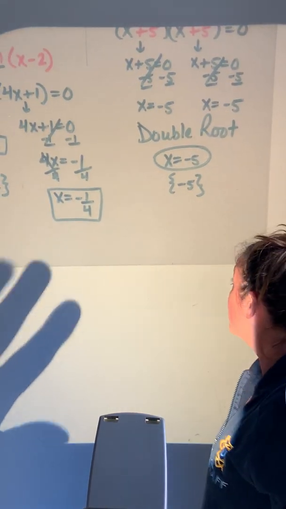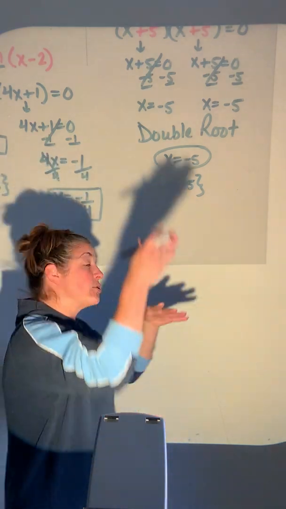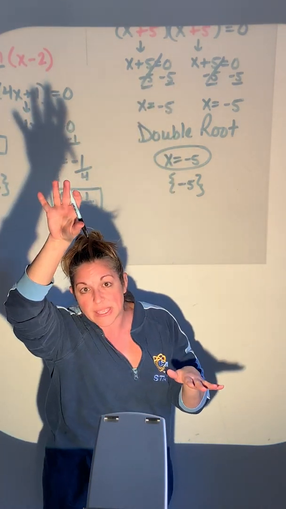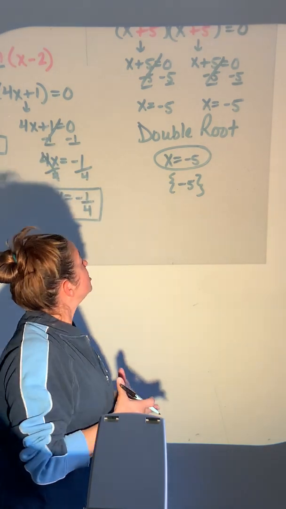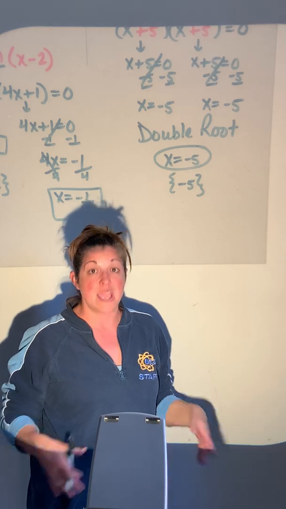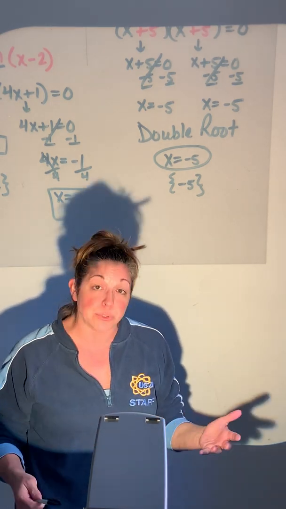Okay? And you'll learn in Algebra 2 what this would look like graphically, that your graph is going to come down, it's going to hit at negative 5 and bounce away. But right now, all I want you to know is that sometimes you may get the same answer, and that's okay. That is what we call a double root.